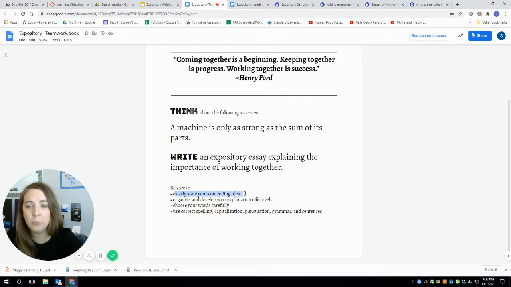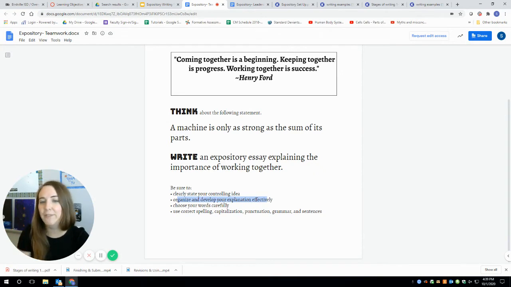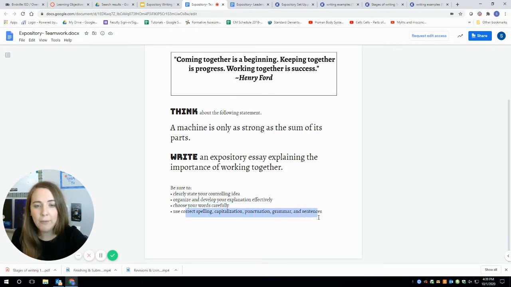They say to be sure to really clearly state your controlling idea. They say to make sure that your essay is organized, that it's not just random thoughts falling out of your mouth as they come out of your brain. Make sure it's organized and it flows. Choose your words carefully. Vocabulary does count when it comes to expository essays. And be careful to use the correct spelling, capitalization, punctuation, grammar, and sentences as you can and where you can.